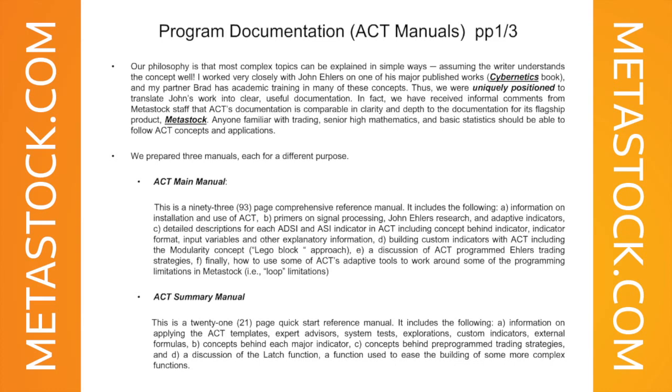We want to talk briefly about the program manuals. We spent a lot of time in developing 3 manuals: the main manual, the summary manual, and the formula primer. The main manual is a 93-page comprehensive documentation. It includes information on the installation and use, plain English primers on signal processing, John Ehlers research, adaptive indicators. It shows the concept behind each indicator, the indicator format, the variables, how you can take these tools and create even more advanced custom indicators using this Lego block approach.